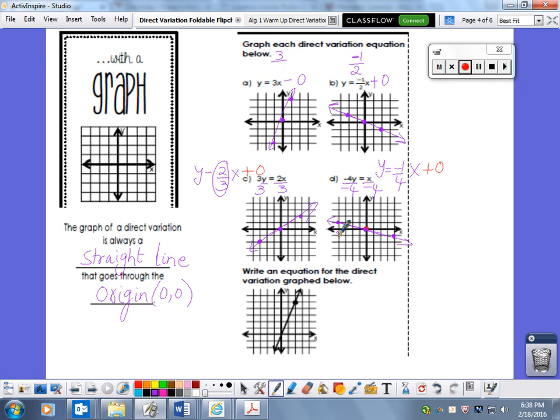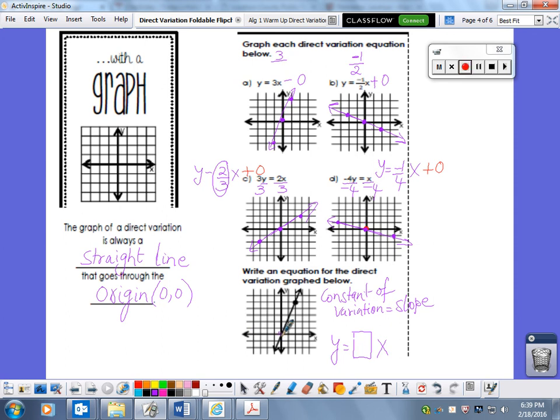Now for the last one. Write an equation for the direct variation graphed below. Alright, students, remember from the notes we wrote before, just to remind you, the constant of variation is equal to the slope. And to write an equation for a direct variation, you know that y is always equal to kx, right? And k is nothing but your slope.